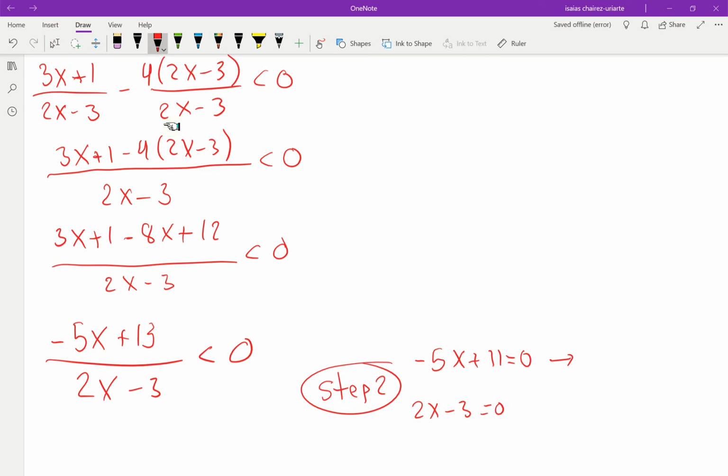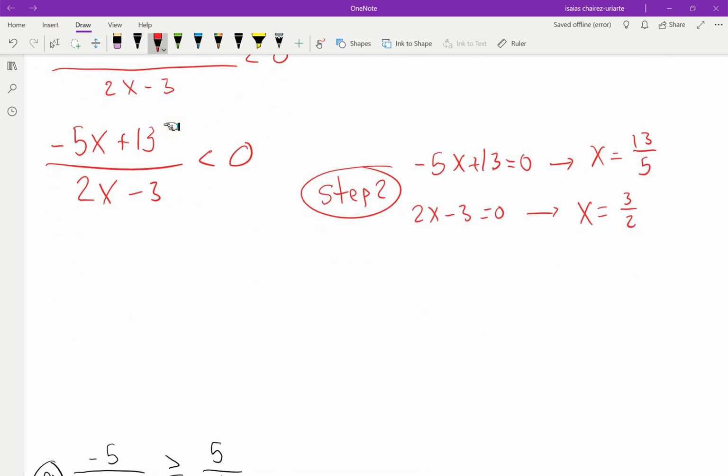Okay, so then my equation over here should be negative 5x plus 13. That would have been very different answers. Negative 5x plus 13 equals 0. That's going to give me the answer x equals 13 over 5. And this bottom equation gives me the answer x equals 3/2.